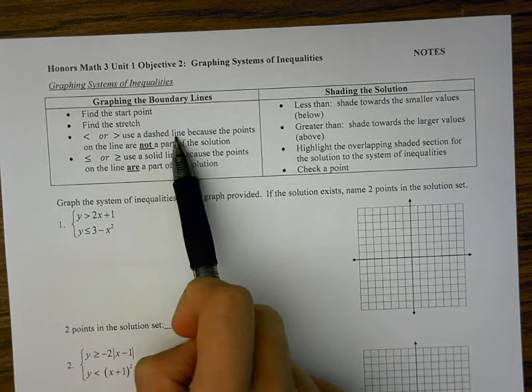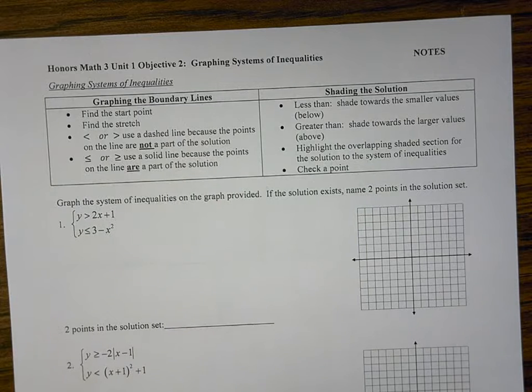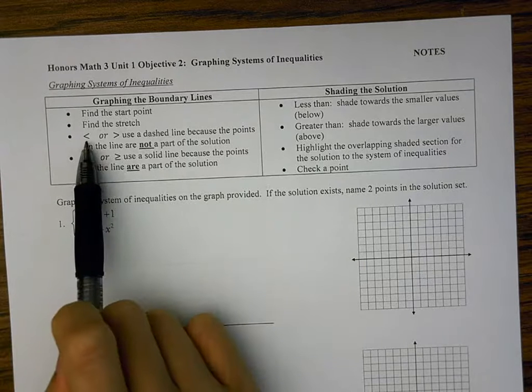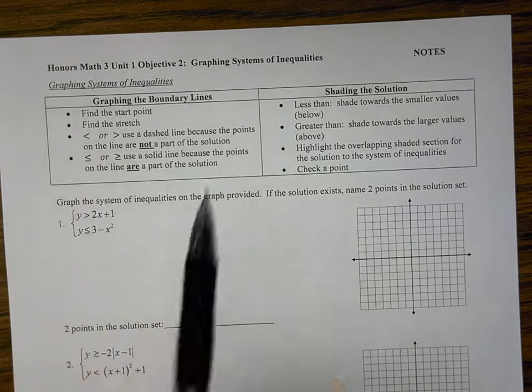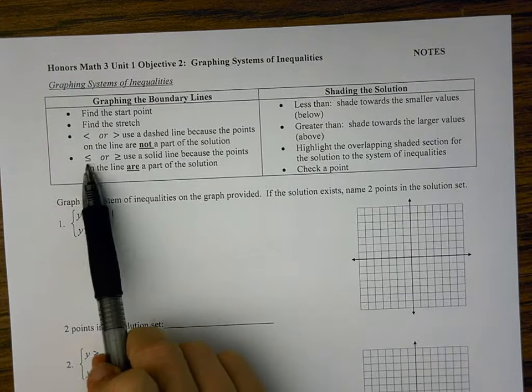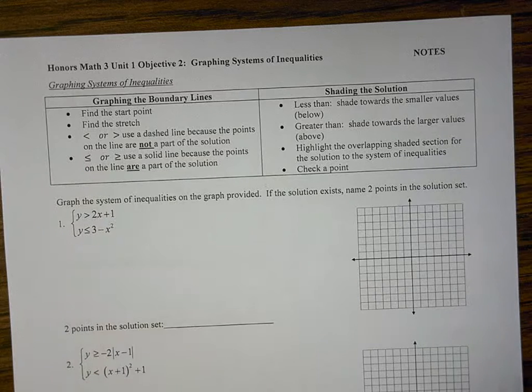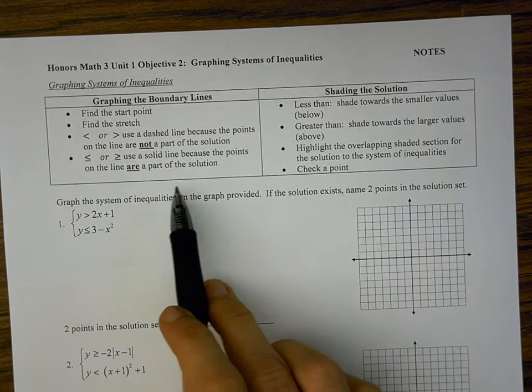The reason we use a dashed line is because the points on that line are not part of the solution. For a point to lie on a function on a line means that they are things that make the function equal. Well, there's no equals in less than or greater than, and so we're going to use a dashed line to be able to visually show that there is no equals involved. However, if you see a less than or equal, or a greater than or equal, then you will use a solid line, because now that there's an equals, the points on the line are a part of the solution.